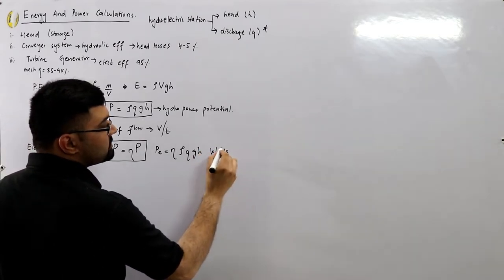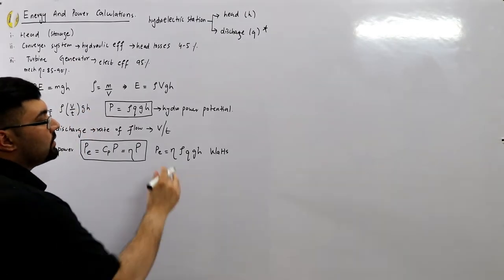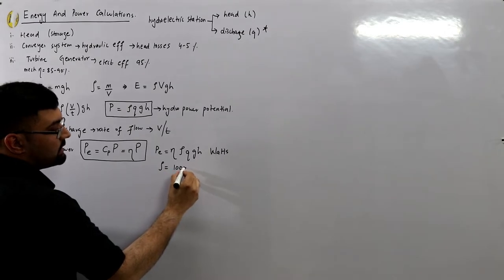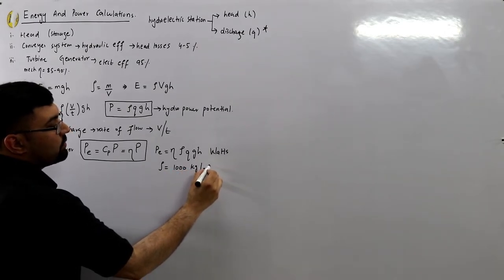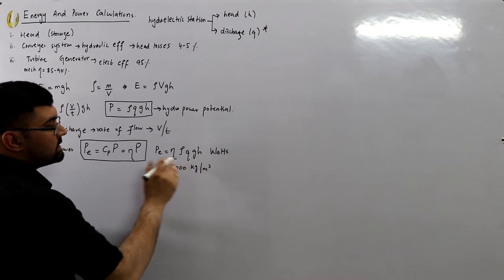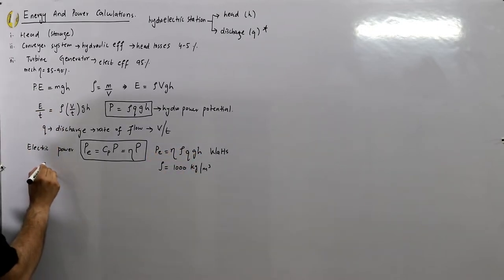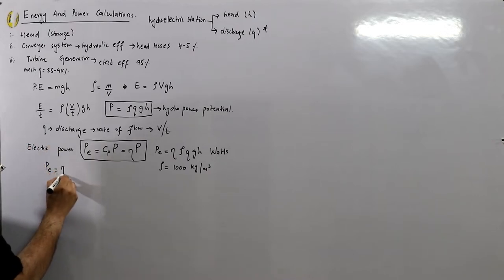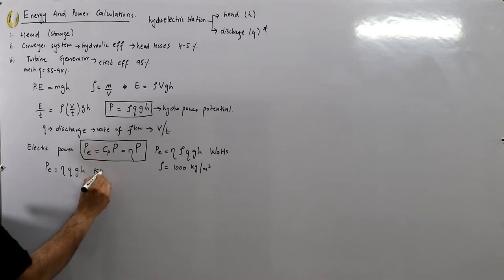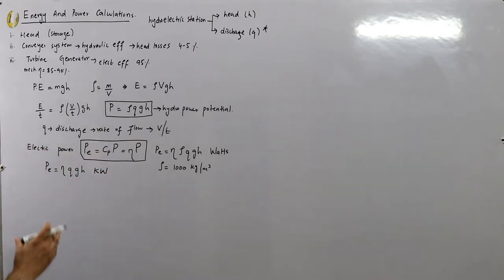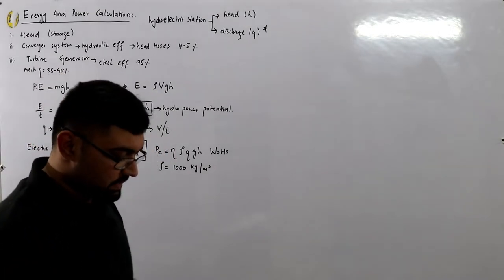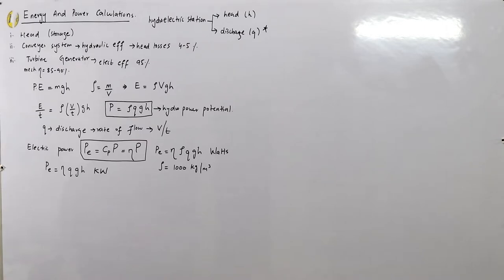Mostly we are interested in kilowatts, and you know that this rho, the density of water, is 1000 kilogram per meter cube. So you can just skip this value, and the electrical power formula for water comes out to be eta Q G H kilowatts, right? I have compensated the 1000 with this kilo.